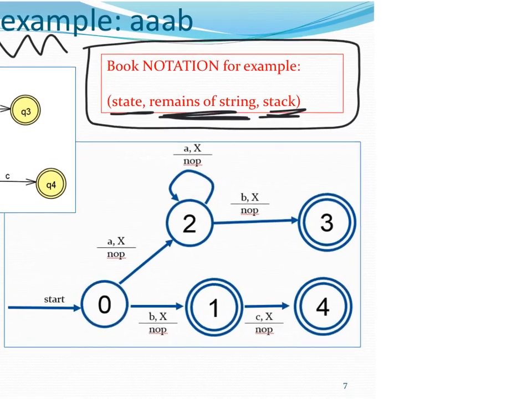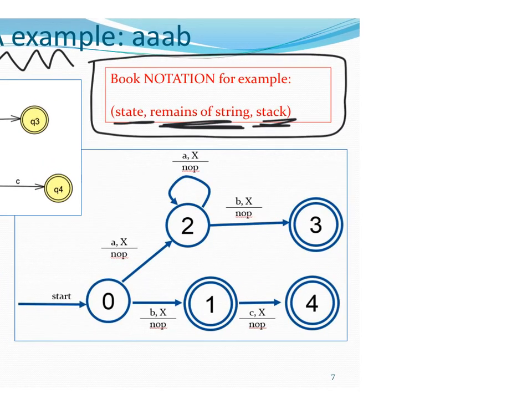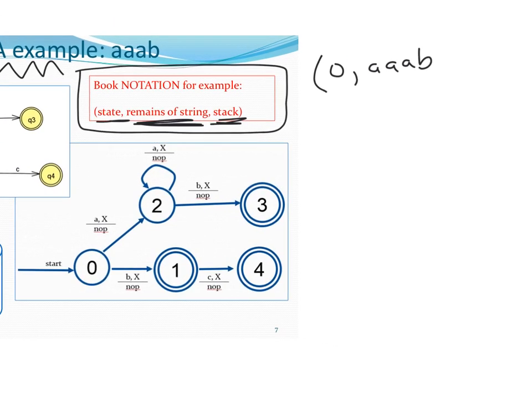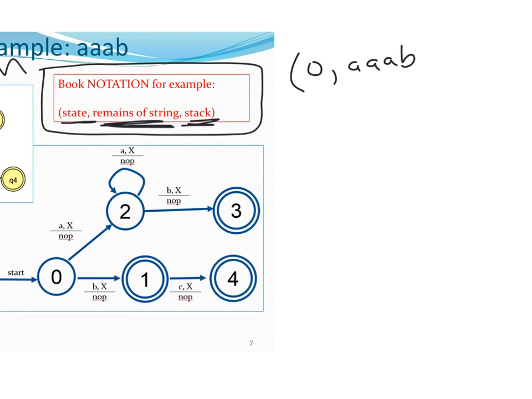So we're looking at the string AAAB. In our first step, we start at state 0. The string that we have to process is AAAB, and on the stack is an X. How do I know there's an X on the stack? Because there's always an X on the stack when we start. The empty stack is symbolized by having an X.